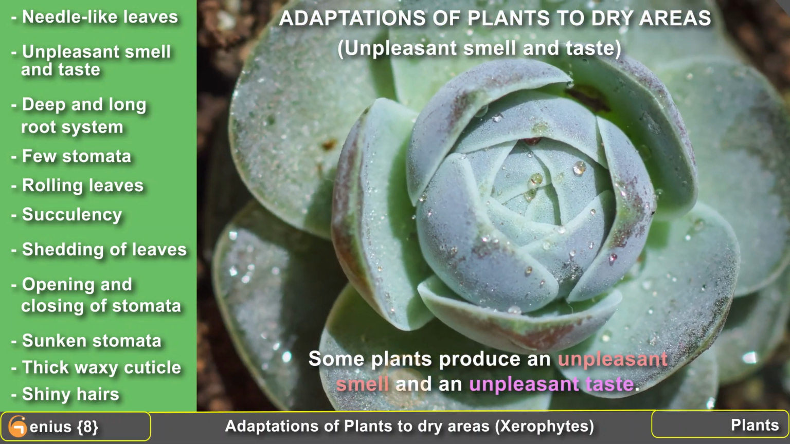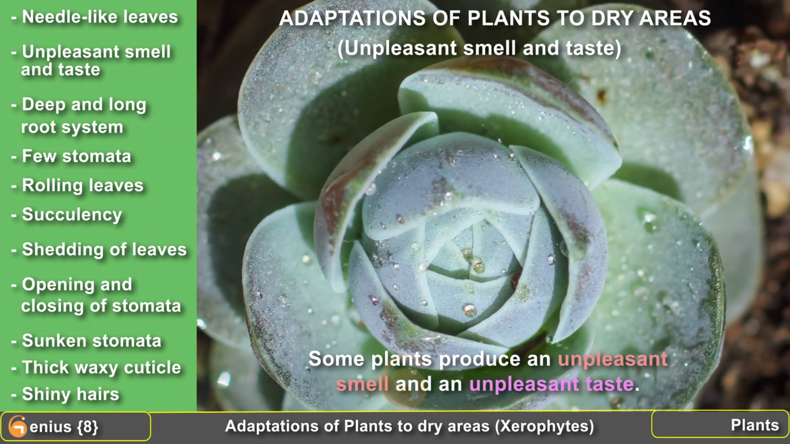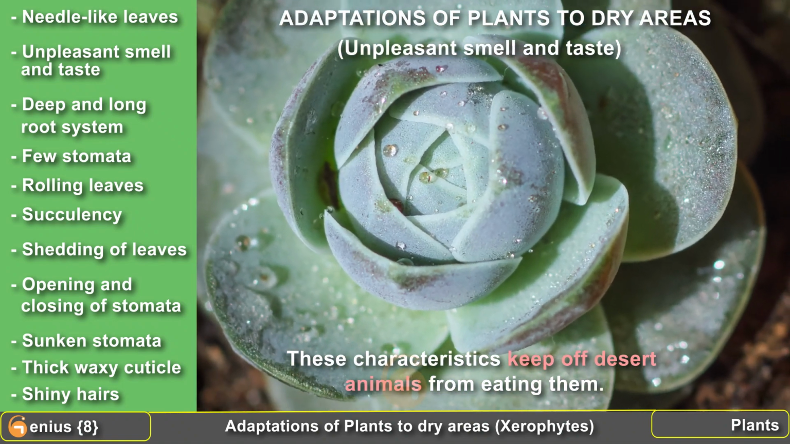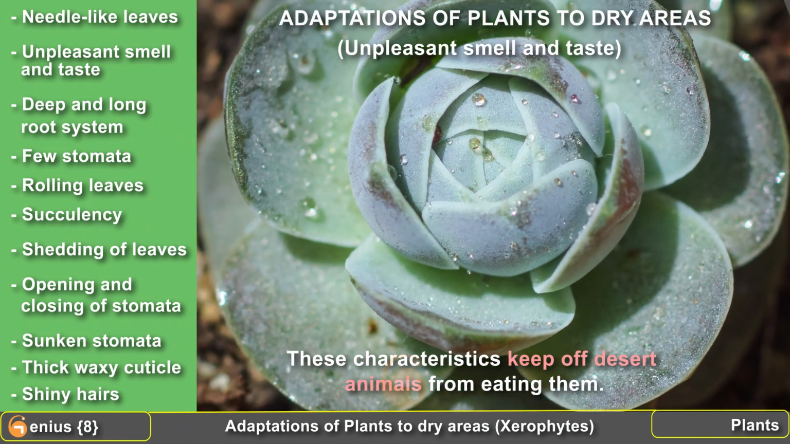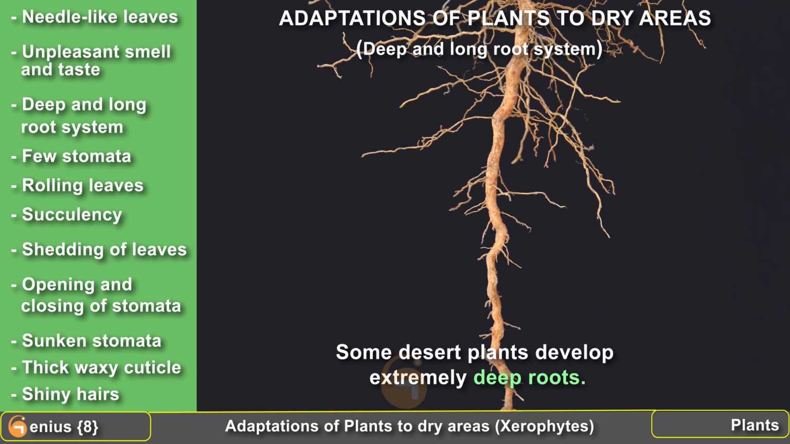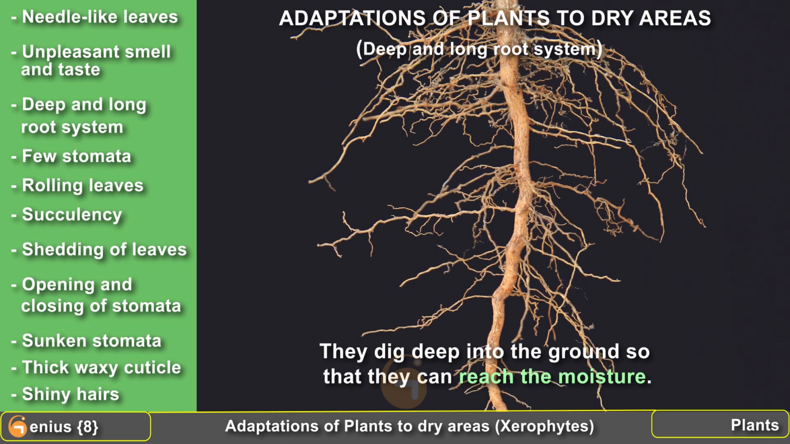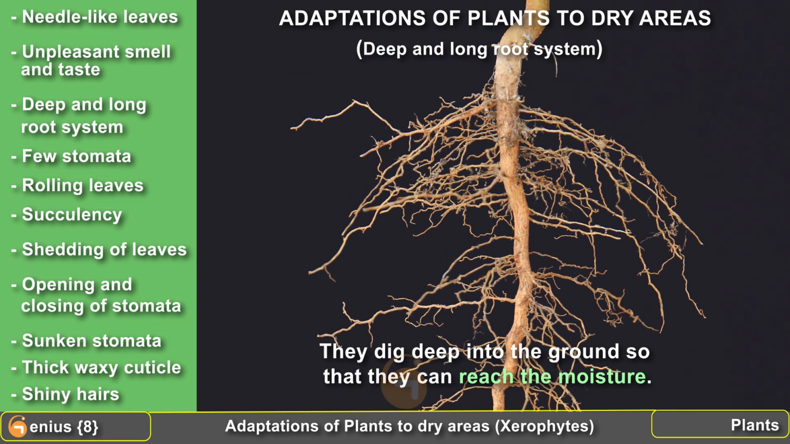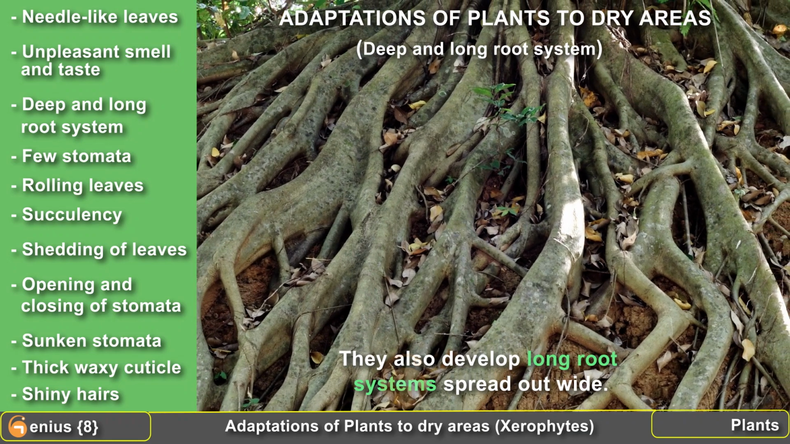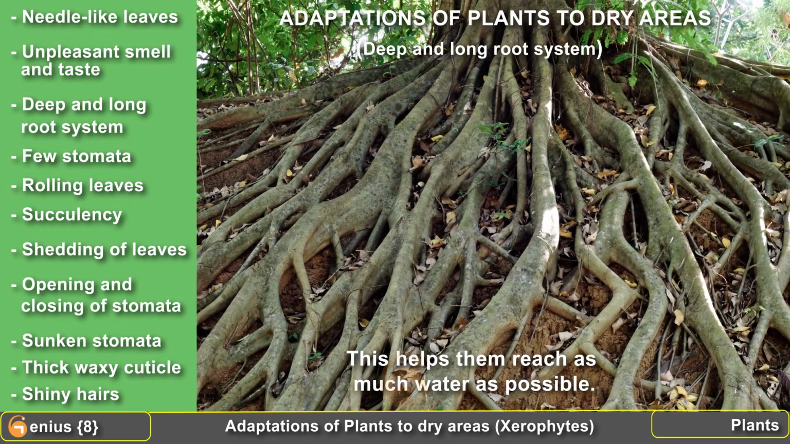Unpleasant smell and taste. Some plants produce an unpleasant smell and an unpleasant taste. These characteristics keep off desert animals from eating them. Deep and long root system. Some desert plants develop extremely deep roots. They dig deep into the ground so that they can reach the moisture. They also develop long root systems spread out wide. This helps them reach as much water as possible.